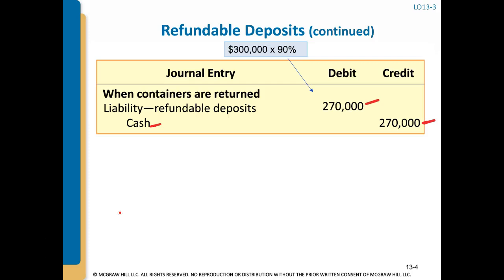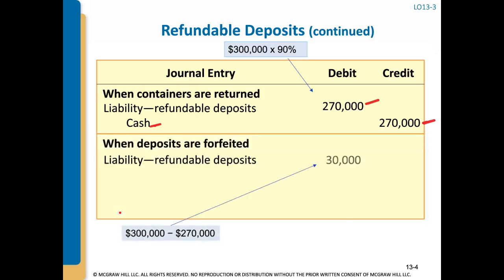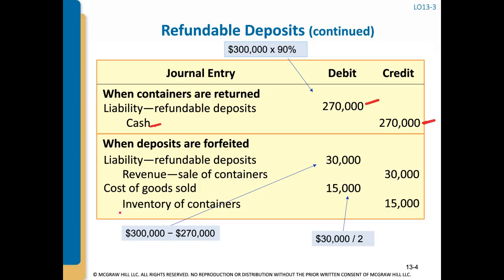So what do we do with the $30,000, or the remaining 10% of the containers that were not returned? We have to reverse the remaining liability because they're not returned, so we do not owe that money to the customer anymore. So we're going to debit our liability, refundable deposits, and since the containers are not returned, it's like the company made a sale. So they're going to record revenue, sale of containers, credit $30,000.